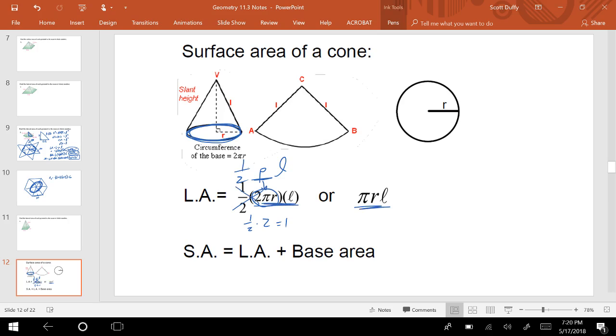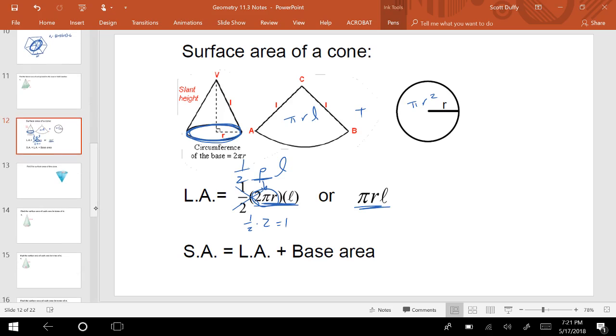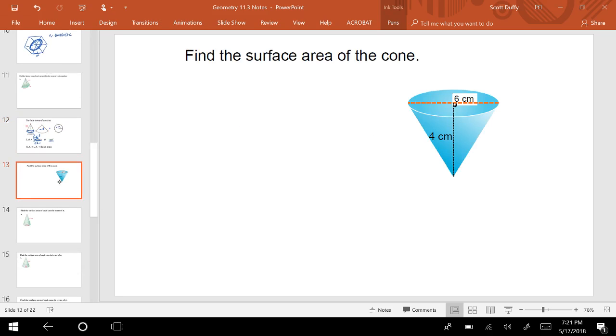So anytime that you see or draw the net of a cone, you need to realize that this part has an area of pi times the radius of the circle times the slant height. And then obviously the area of the circle is pi r squared. And what you do with pi r l and pi r squared is you add them to get the entire surface area. Now let's do it.